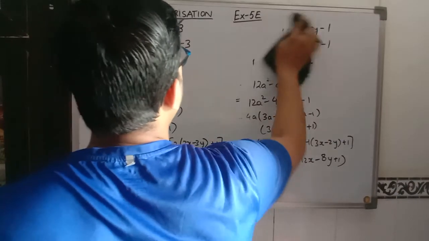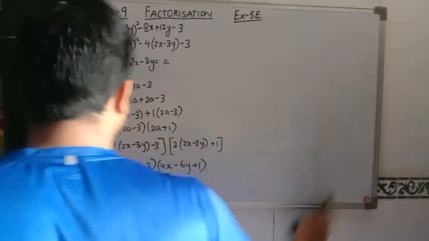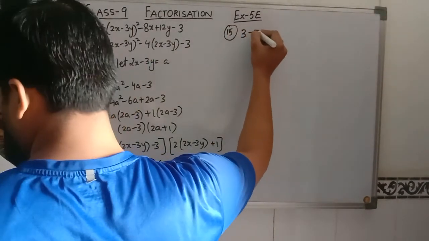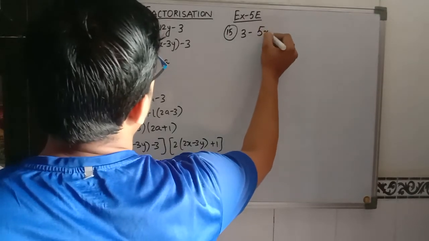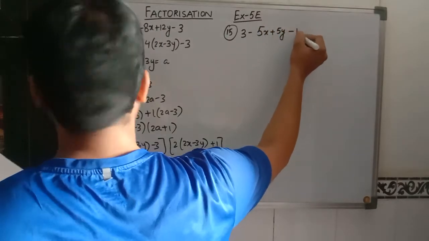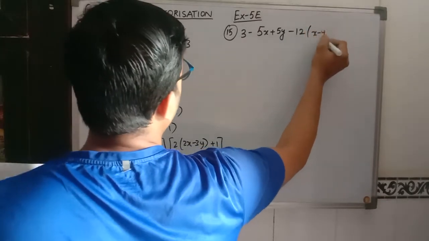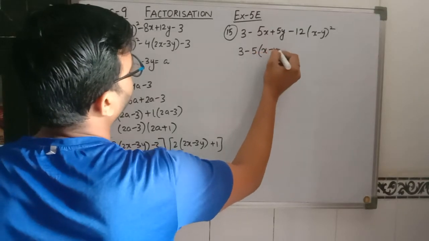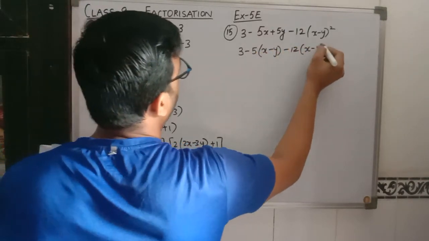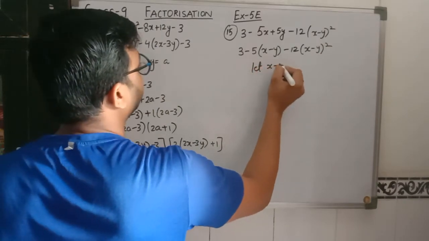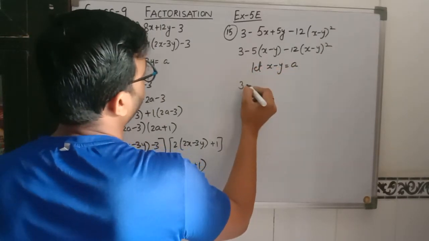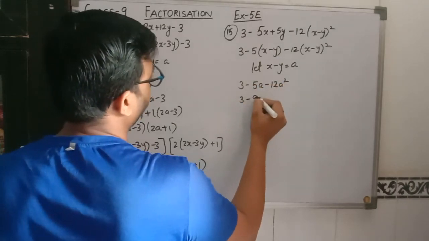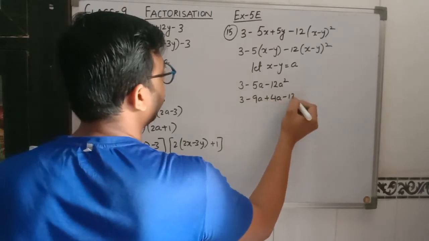Now proceeding further, we are coming to the next question, question number 15. Question number 15 is saying, again it is a similar question, 3 minus 5 into (x plus y) minus 12 into (x minus y) whole square. In the first term, taking minus and 5 common, we get x minus y, minus 12 into (x minus y) whole square. Now we have considered x minus y as a. So the question will become 3 minus 5a minus 12a square. So 3 minus 9a plus 4a minus 12a square.